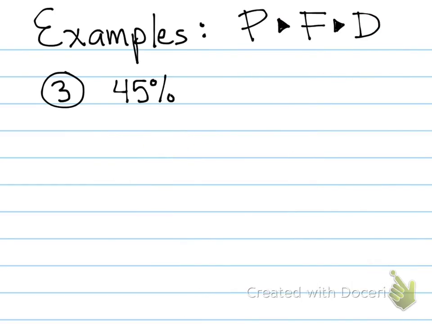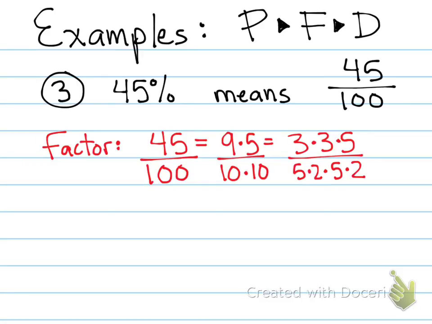Now let's look at how to change a percent into a fraction and then a decimal. 45% literally means 45 out of 100, since percents are parts of 100. We can simplify this fraction by breaking down 45 and 100 into its prime factors. 45 is the same thing as 9 times 5, and 9 is the same thing as 3 times 3. 100 is the same thing as 10 times 10, and 10 is the same thing as 5 times 2.